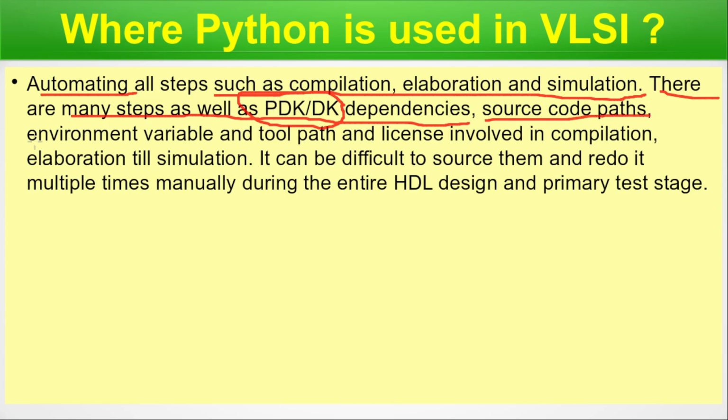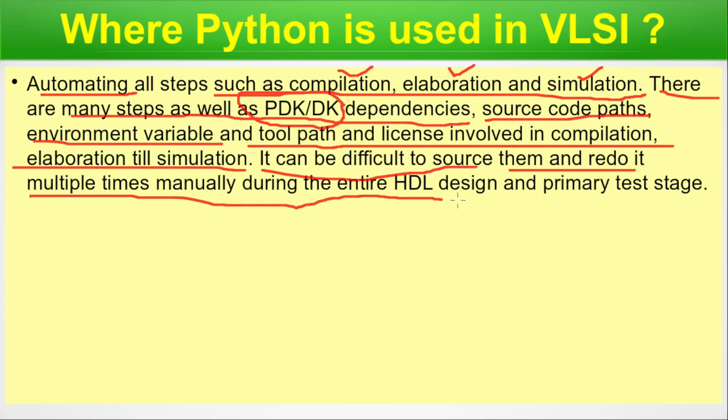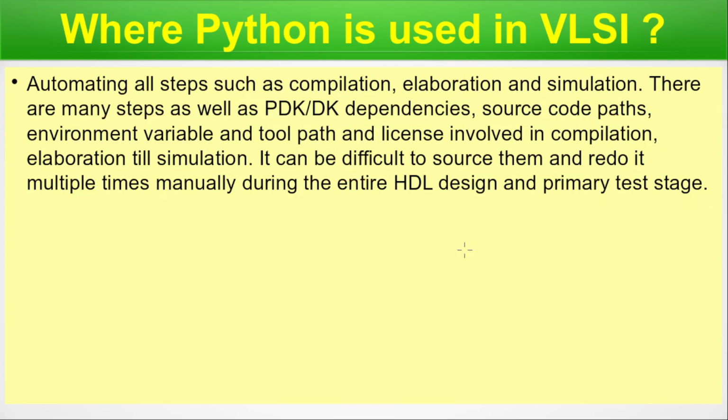Source code paths, environment variables, and tool paths and licenses are involved in compilation, elaboration, till simulation. So there are a lot of complex things happening here. A lot of things have to be preset in your terminal to do the desired software run for compilation, elaboration, and simulation. All those prerequisites can be well handled by Python. It can be difficult to source them and redo it multiple times manually during the HDL design and primary test stage. For this reason, as well as some other reasons, Python is used in front-end VLSI. So front-end guys love Python. They use it in a very extensive way.